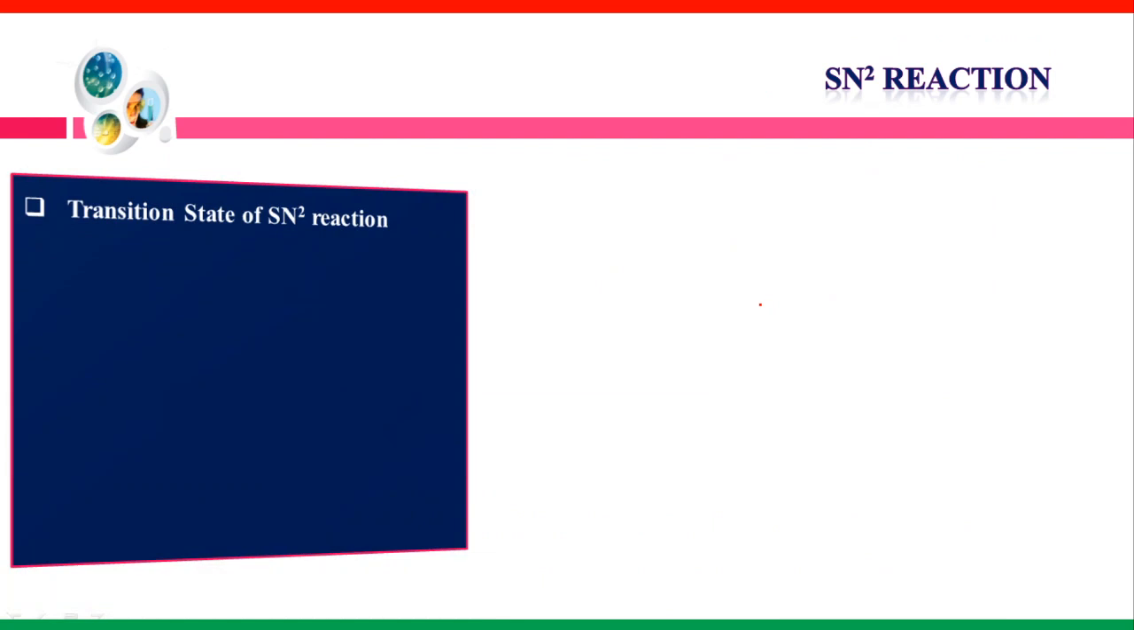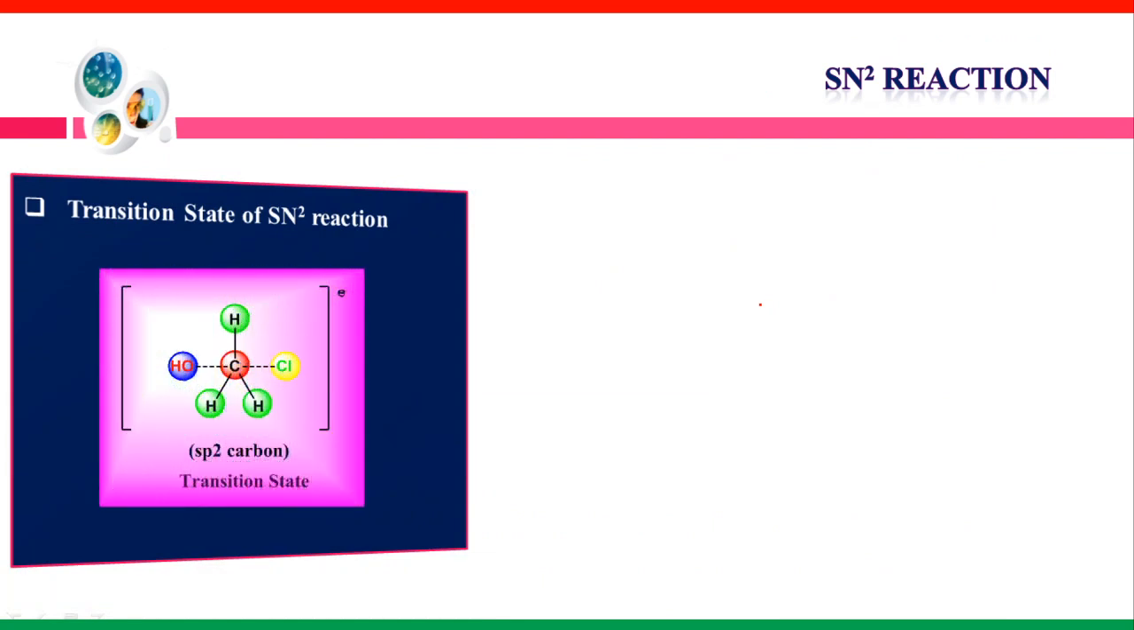Then what is the transition state of SN2 reaction? This is the transition state of SN2 reaction. The nucleophilic attack occurs from the backside of the carbon-leaving group bond. As partial bond formation between nucleophile and carbon atom starts, at the same time partial bond breaking between carbon and leaving group occurs to give this transition state. This is the transition state.